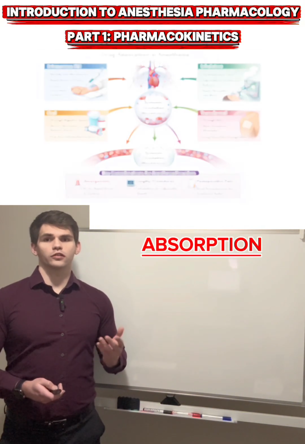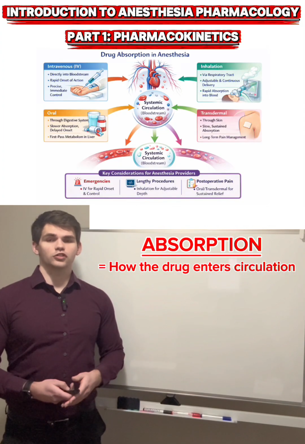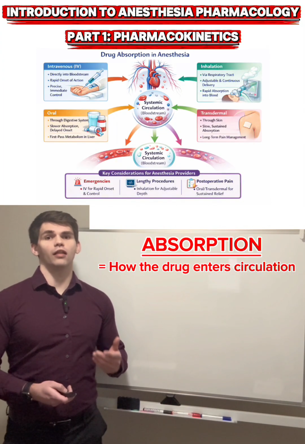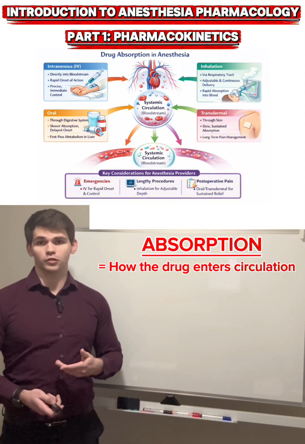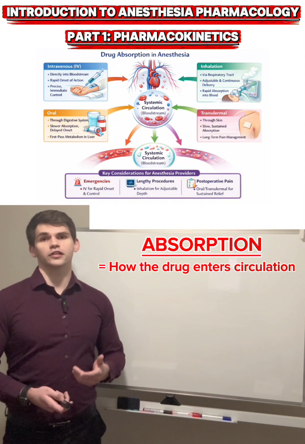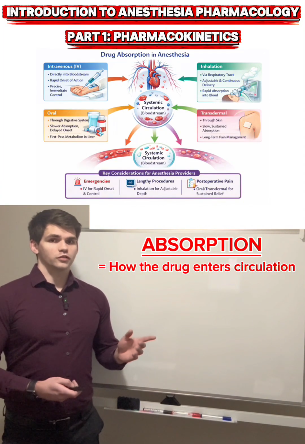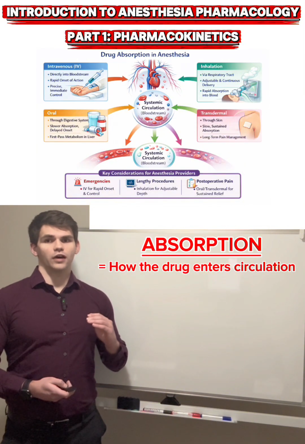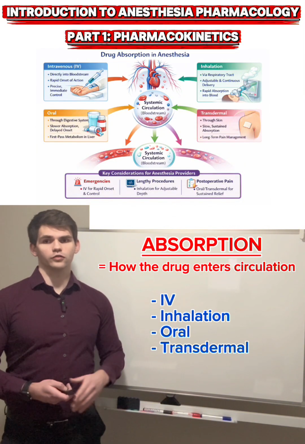So, let's start with absorption. Absorption is how a drug enters systemic circulation. In anesthesia, the route of administration matters a lot because the route changes how fast the drug works, how predictable it is, and how useful it is in a given situation. So, absorption: how the drug enters circulation. We have IV, inhalation, oral, and transdermal routes.